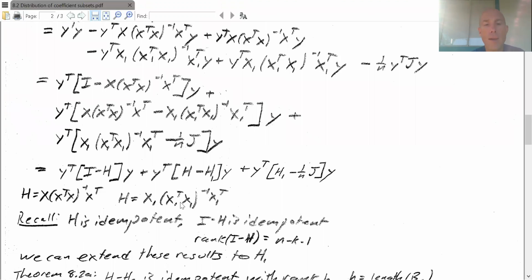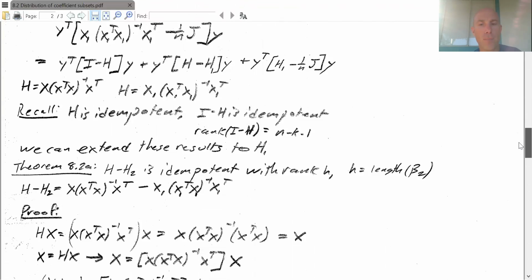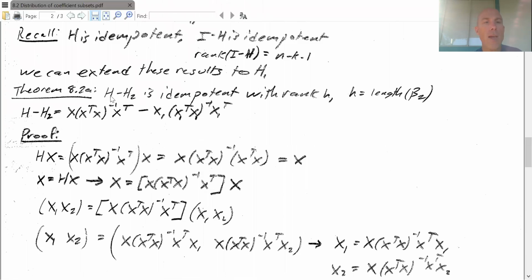All right, so if I think about this for a moment, the reduced hat matrix will have all of these same properties because it's derived in the same manner. I'm just using fewer predictor variables to derive it. So we know that all of the idempotent properties of H, the rank properties, everything that we get for free for H, we can apply to the reduced hat matrix. All right, so H minus H2 is going to be idempotent with rank equal to the length of beta 2.